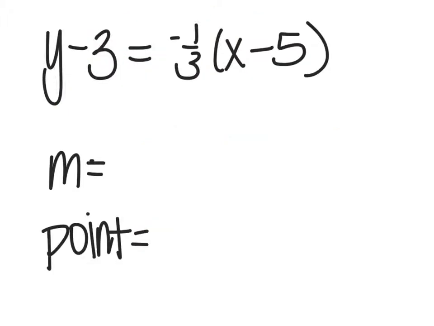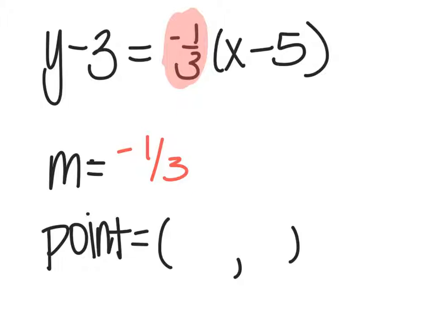So now we have a legitimate problem where we're supposed to pull out the point and the slope. So our slope's easy. Our slope is always the number in front of the parentheses, which in this case is negative 1/3. So our slope of our line is negative 1/3. Our point, remember, needs to be in the form of an ordered pair. It's an x and a y.